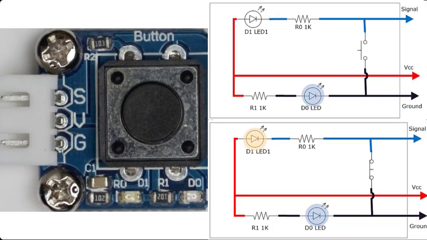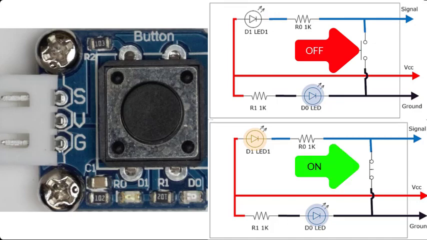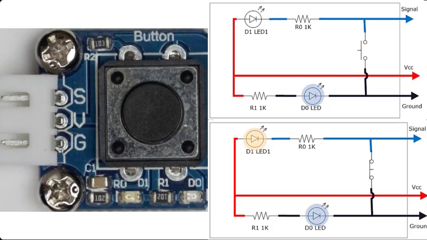Now that we've seen the component, let's look at the corresponding wiring diagrams. I have two diagrams here. The top one shows the momentary button in the off position or released position, and the bottom schematic or diagram shows the button in the pressed position or on position. Each of these diagrams have the corresponding pins S, V, and G, and we see the different LEDs and resistors that are found on the PCB.